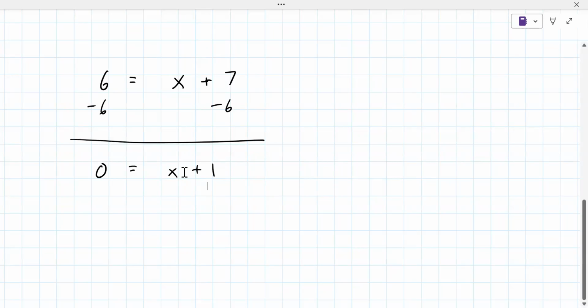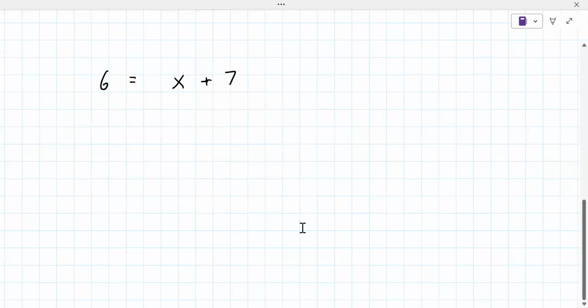Is x by itself? No, it's got a plus 1 on it. Now what you need to do is make it equal x. How do you undo plus 1? Subtract 1.